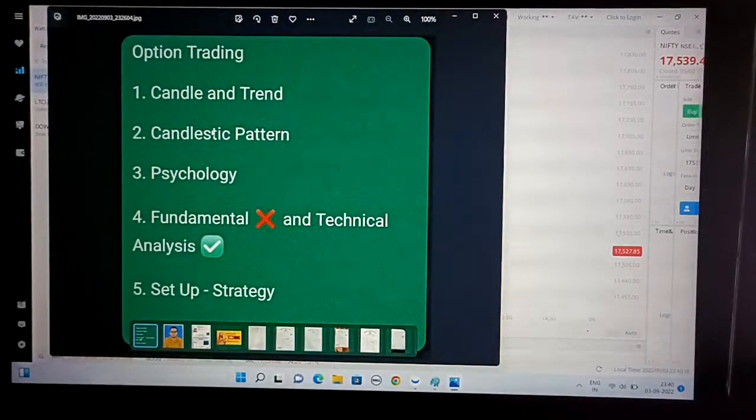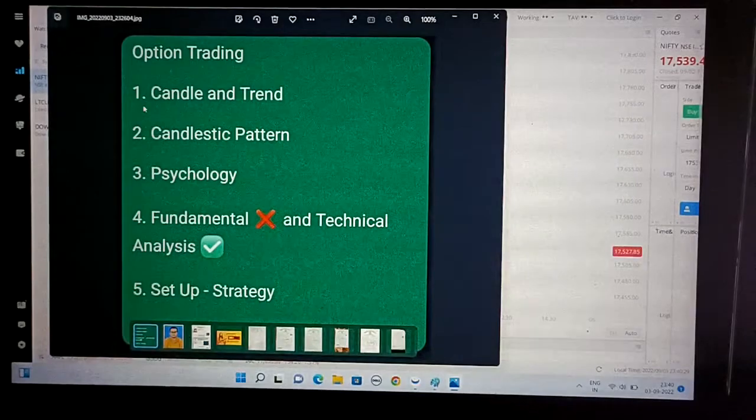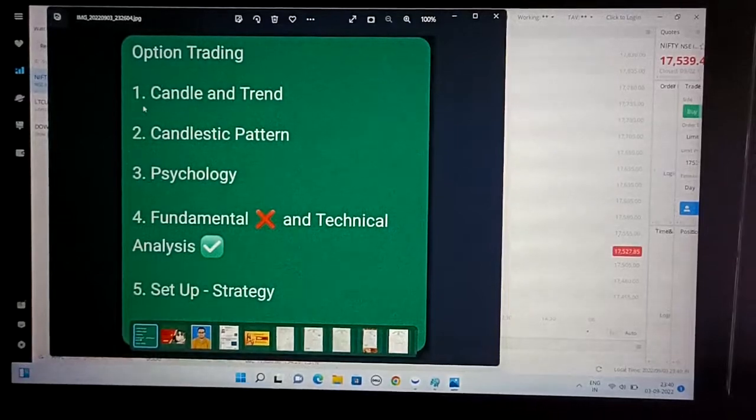I am going to say which topics I am going to cover. I will cover from the basics to a level where the person knows where to take entry in a trade and where to exit. From basics to setup strategy, we will go to that level.